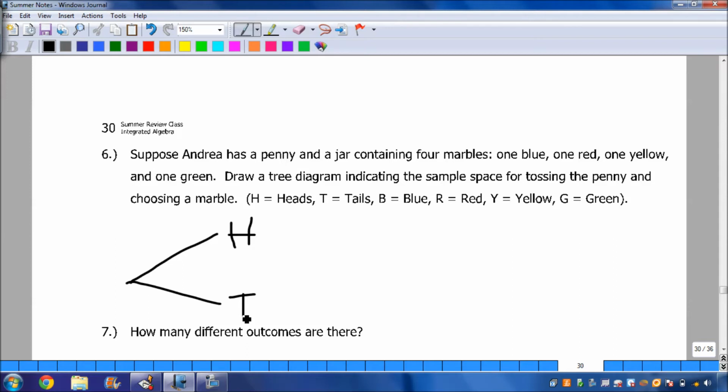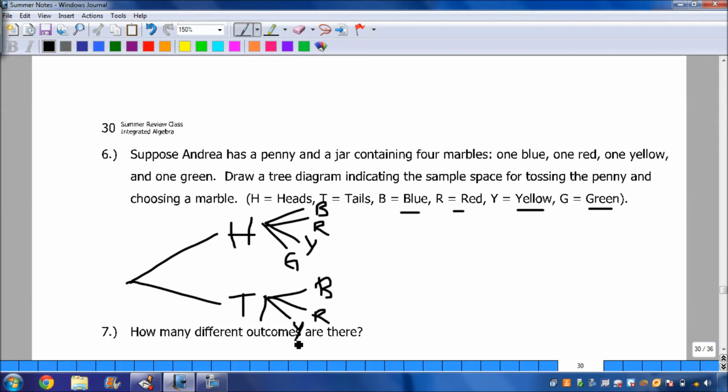Well, once she does that, the next thing that she's going to do is she is going to choose a marble. And when she chooses a marble, she's got 4 possibilities: blue, red, yellow, and green. So off of each one of these, I'm going to have 4 more. I could either get a blue, a red, a yellow, or a green. But same thing happens if I flip a tails as well. So I could either get blue, red, yellow, or green.